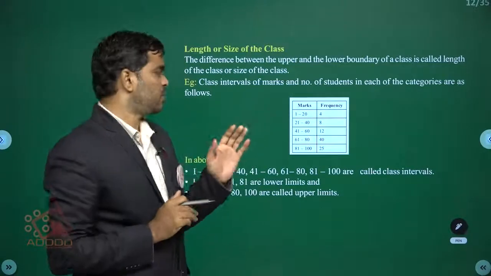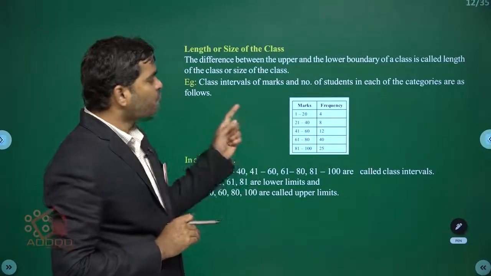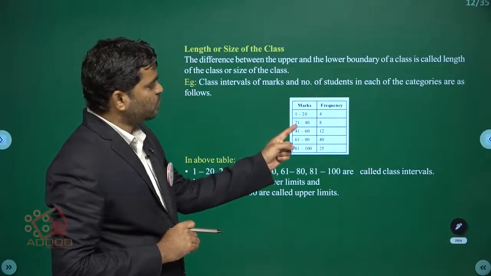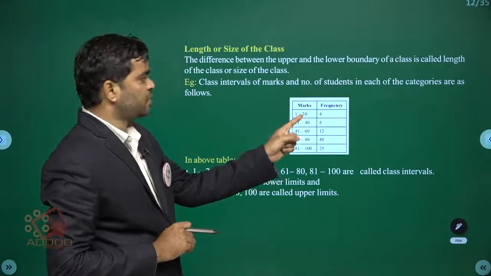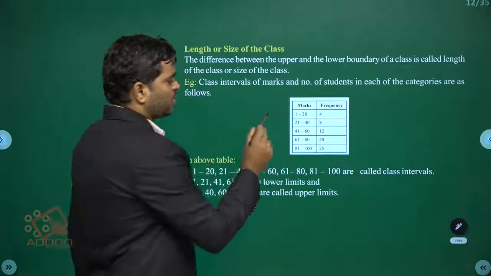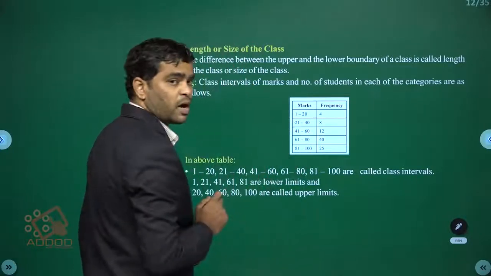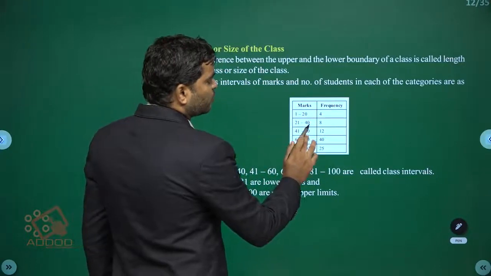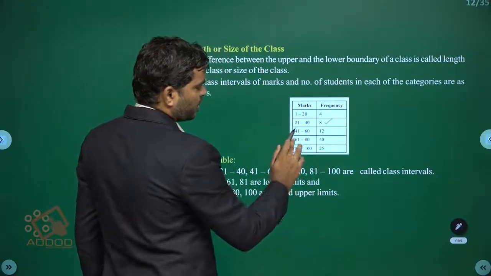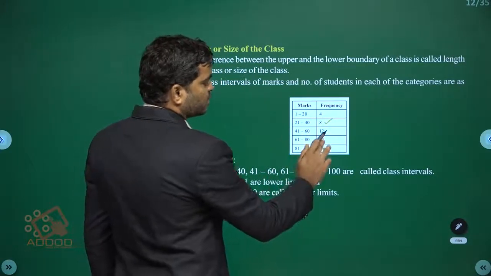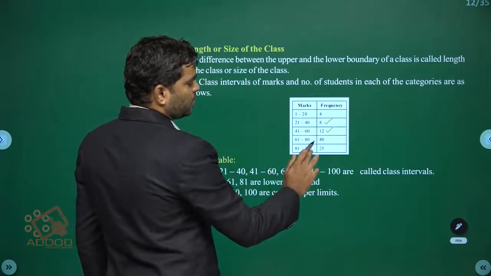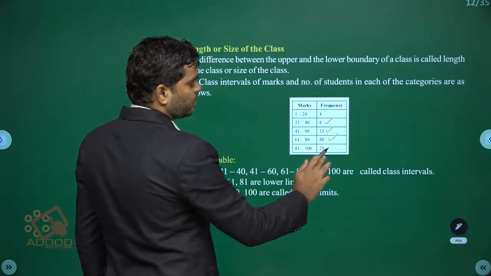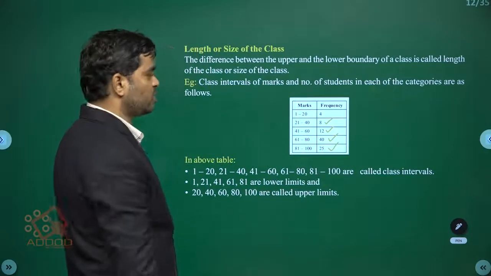In this example, the class intervals of marks and the number of students in each category are as follows. That means 1 to 20 marks, whoever scored, there are 4 students. 21 to 40 there are 8 students, like that. 41 to 60 there are 12. 61 to 80 there are 40. 81 to 100 there are 25 students.